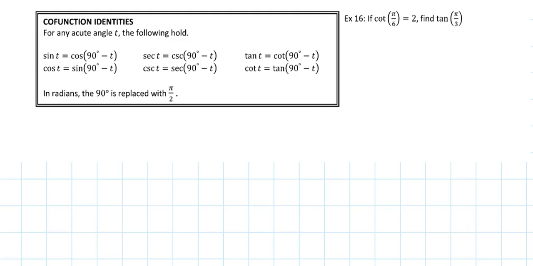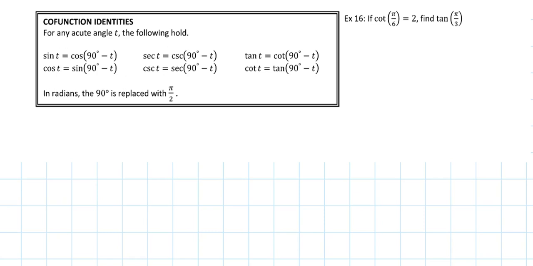Okay, so just a little practice with cofunction identities. We'll notice that these trig functions are related with their cofunction based on 90 degrees or pi over 2, depending on if you're in radians. So with one of these examples, we're looking at if cotangent of pi over 6 is equal to 2, they want us to find tangent of pi over 3.